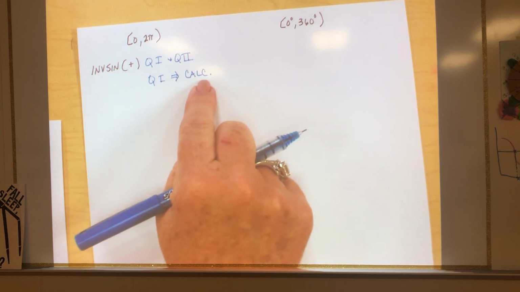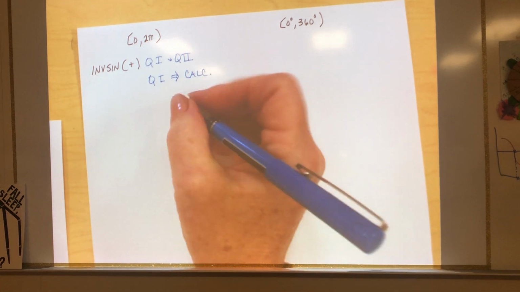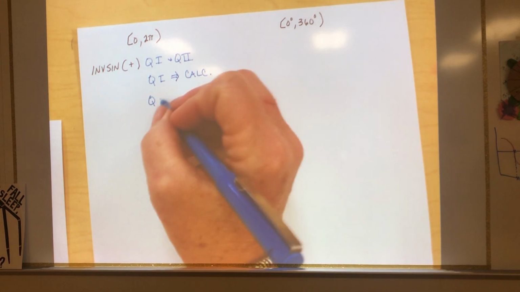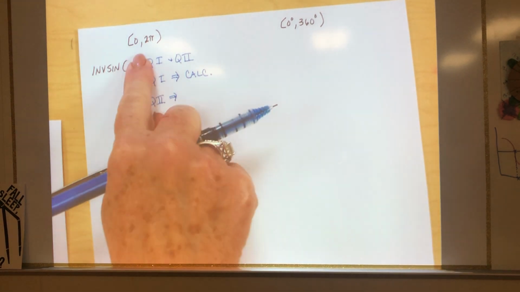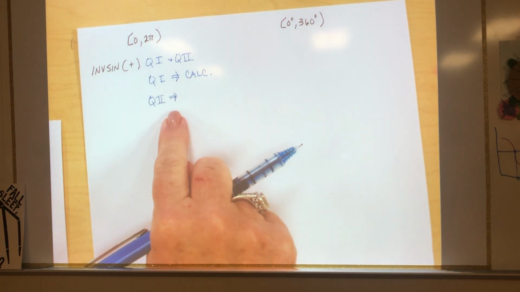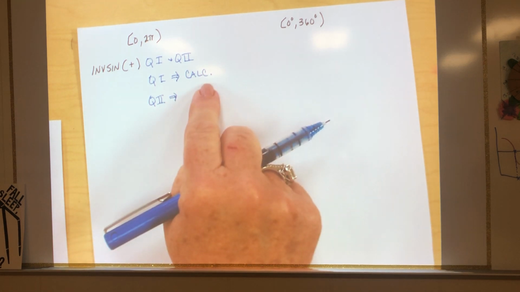So the calculator is going to give me quadrant one, so I'm like, oh, okay, I got that. So how am I going to put it in quadrant two? By doing the same. Yeah, okay, but I'm in radians. And it's not going to be something I'm familiar with. It's going to be some stinking decimal thing.